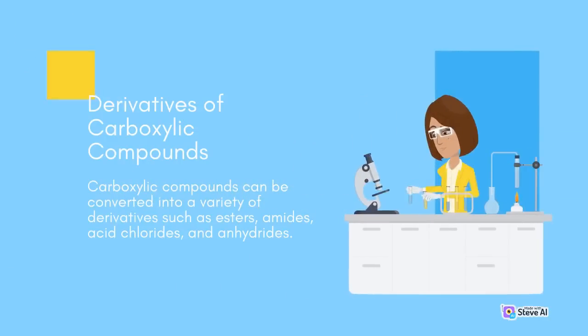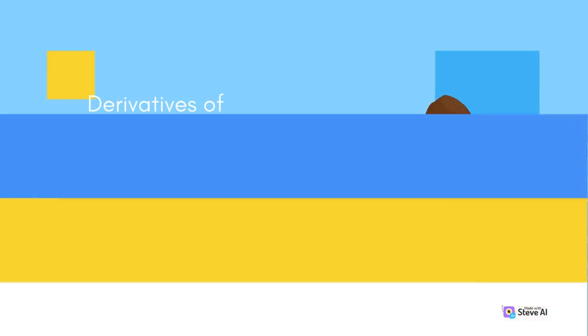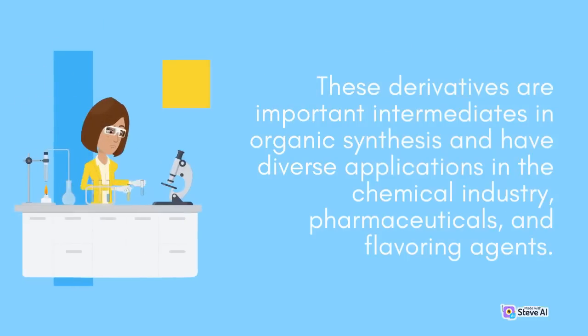Derivatives of carboxylic compounds. Carboxylic compounds can be converted into a variety of derivatives such as esters, amides, acid chlorides, and anhydrides. These derivatives are important intermediates in organic synthesis and have diverse applications in the chemical industry, pharmaceuticals, and flavoring agents.